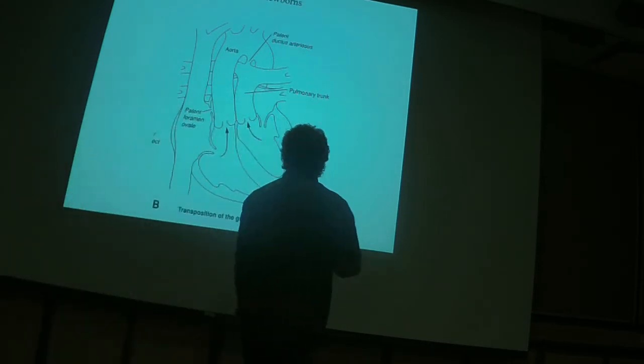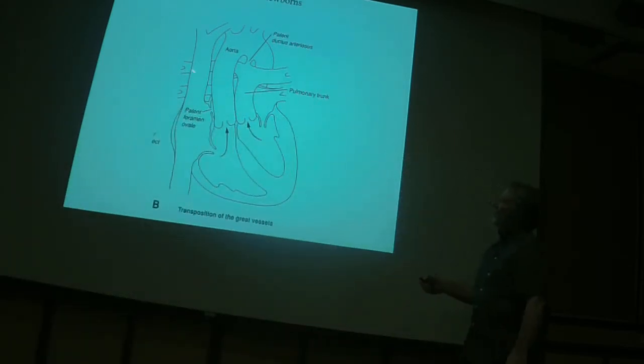Transposition of the great vessels. Septation occurred in this outflow tract, except it didn't spiral. And now you have an aorta coming off the right ventricle and a pulmonary trunk coming off the left ventricle. Is this compatible with life? No, you have closed loops now. It's going out through the aorta systemically. Deoxygenated blood is coming back in. It's never oxygenated and just goes right back out. So you have closed loops on either side. The child will die. No oxygenated blood is getting to the tissues.